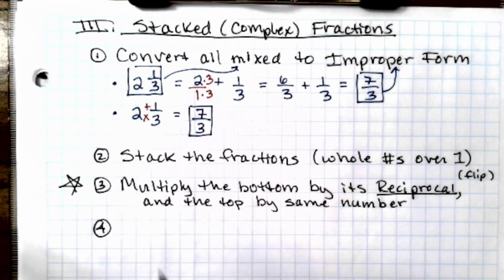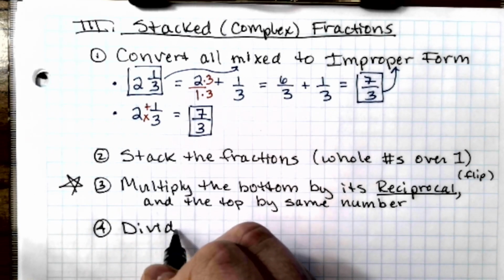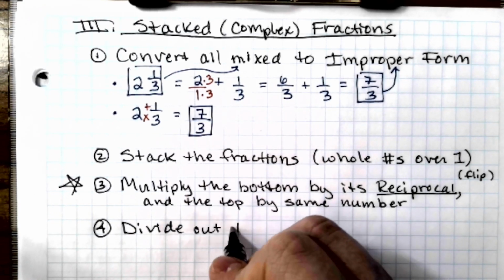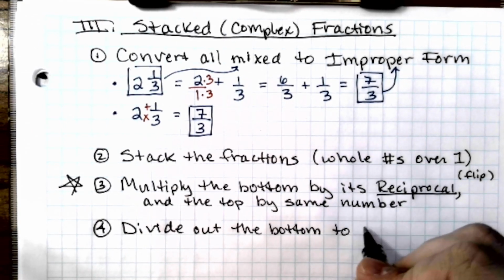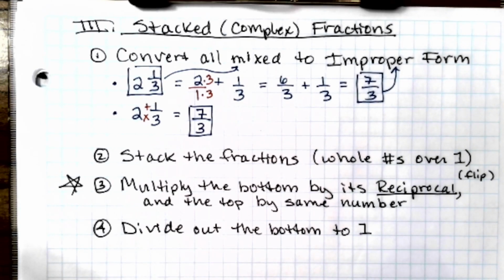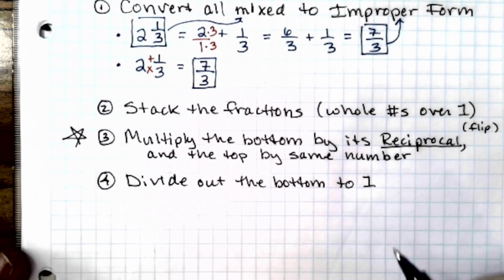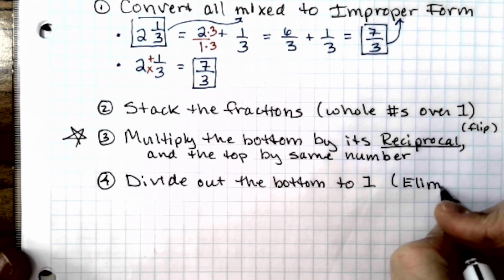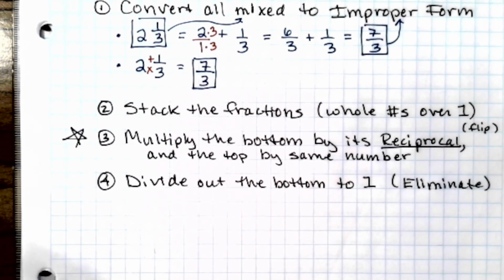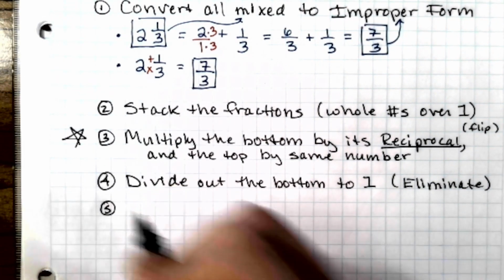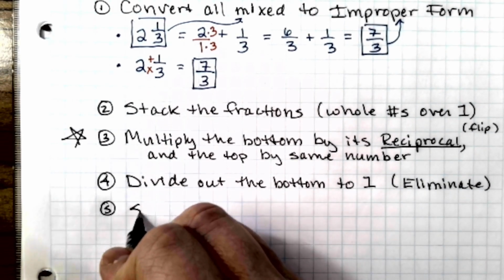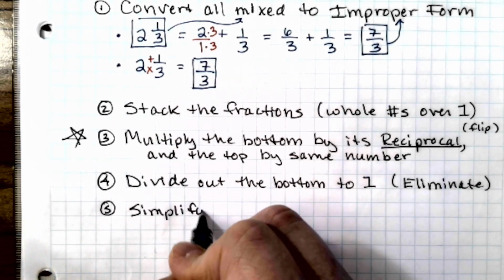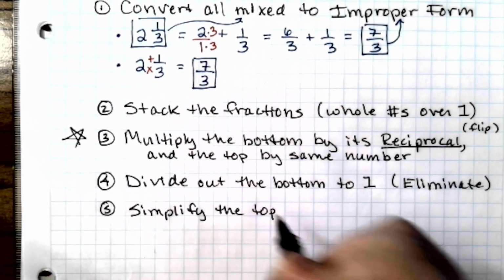All right, step 4. Divide out the bottom. Divide out the bottom to 1. Reciprocals always multiply to get a 1. So basically, you're going to eliminate the bottom of the fraction by multiplying the original by its reciprocal. Now, since anything over 1 is itself, all you have is the top. So you're just going to simplify the top.